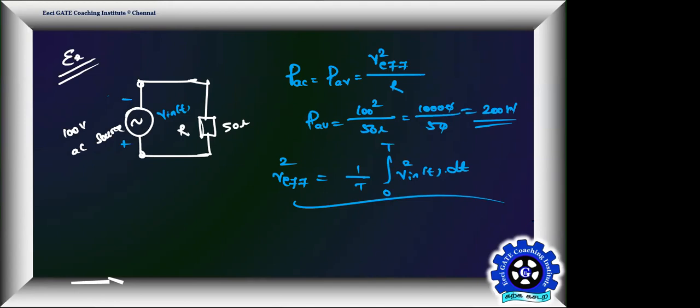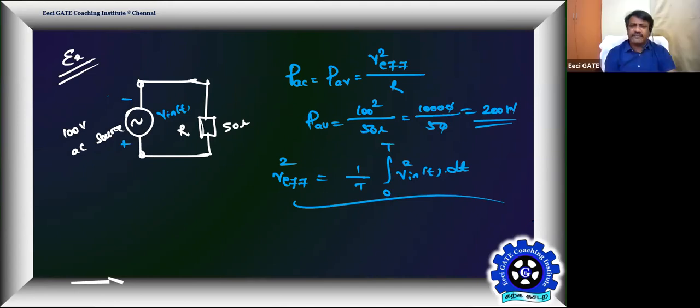Yes or no? Yes, sir. So V square effective is always positive. Therefore, no problem with the sign. It can be plus.